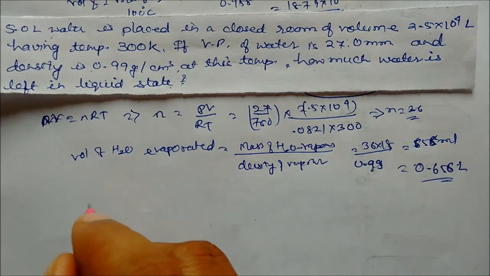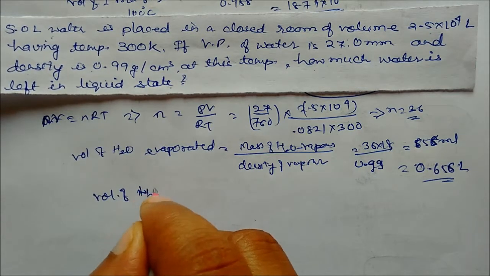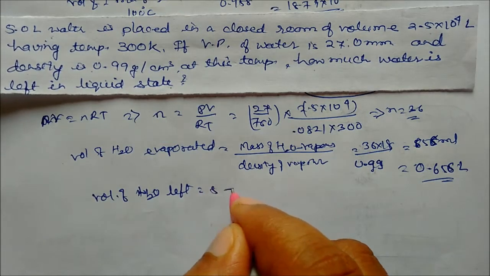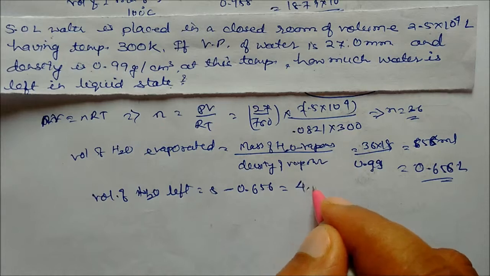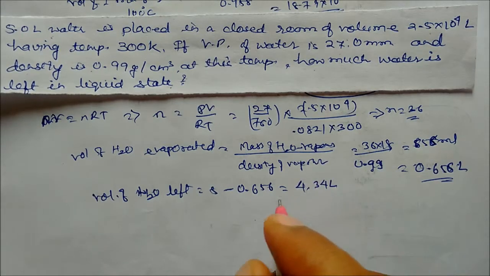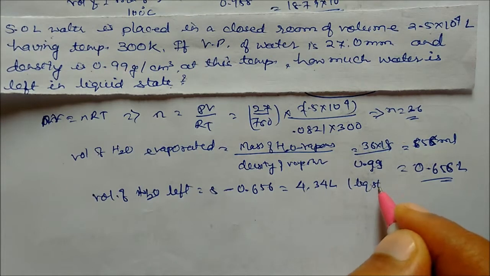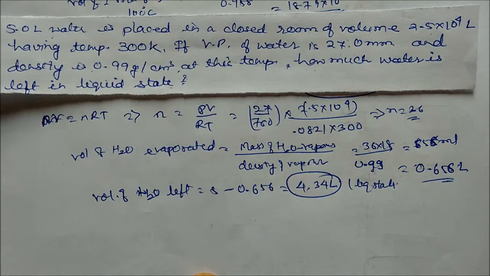Now the volume of water left. How much volume of water is left? We can subtract 5 minus 0.656. On solving, we will get 4.34 liters. So this much volume of water is left in the liquid state. This is basically our answer.